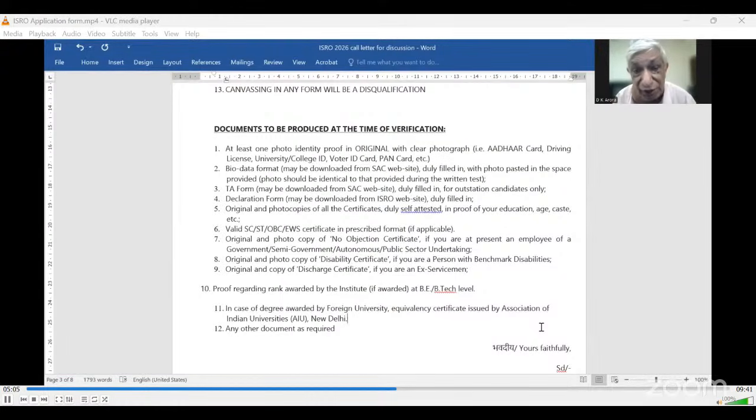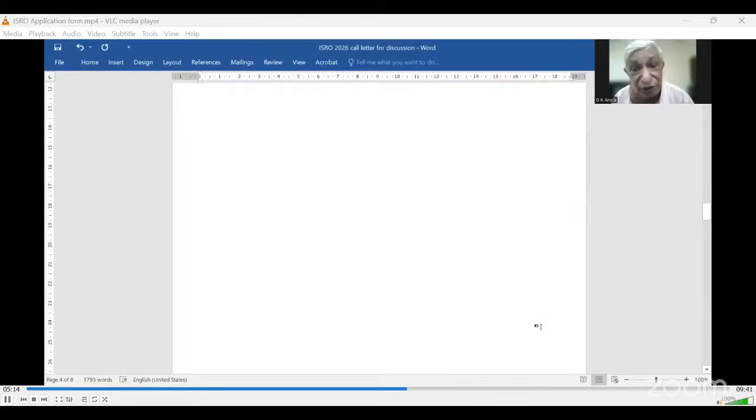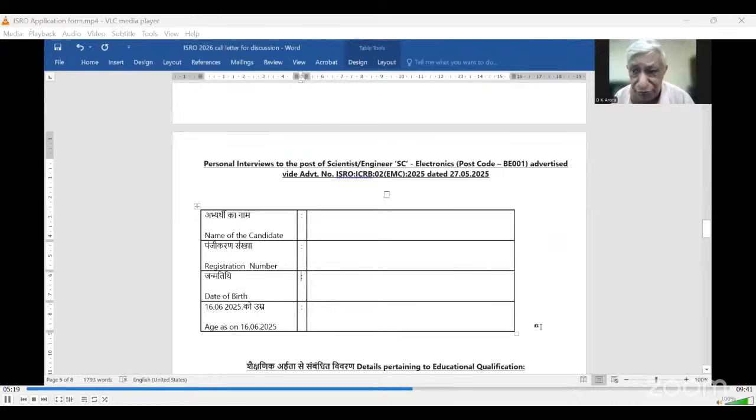The degree has to be completed by August 2025. They have written in the advertisement itself. So there is no excuse that you can give, that sir, I don't have my degree. Don't do that, you will suffer a loss, right? Then the details which are required, this is the application form which they have enclosed along with your call letter, the name of the candidate, the registration number, the date of birth, and age as on 16th of June 2025 in year, month, days.